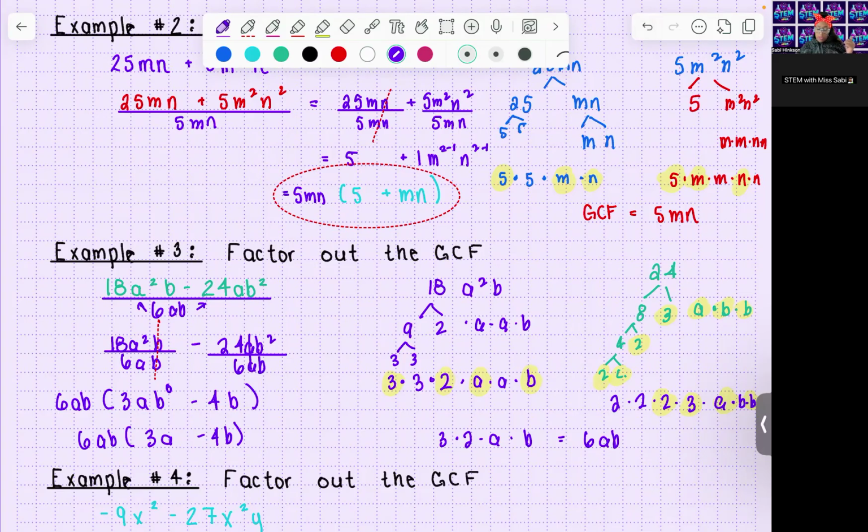Right? So then that would be 18a squared b, correct, when I multiply it back. So here, 18a squared b, and then this one is 24ab squared, which is this, negative 24ab squared.